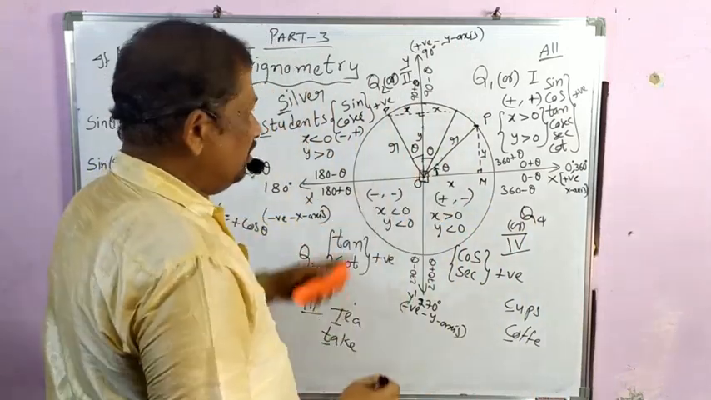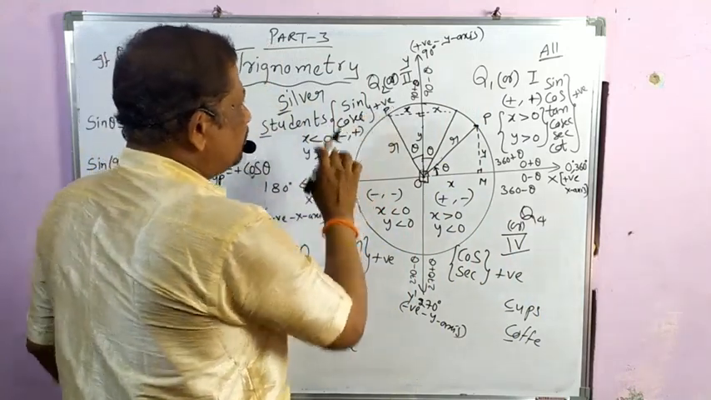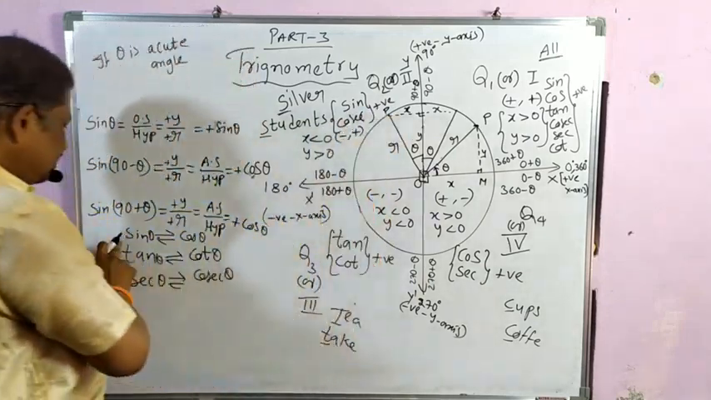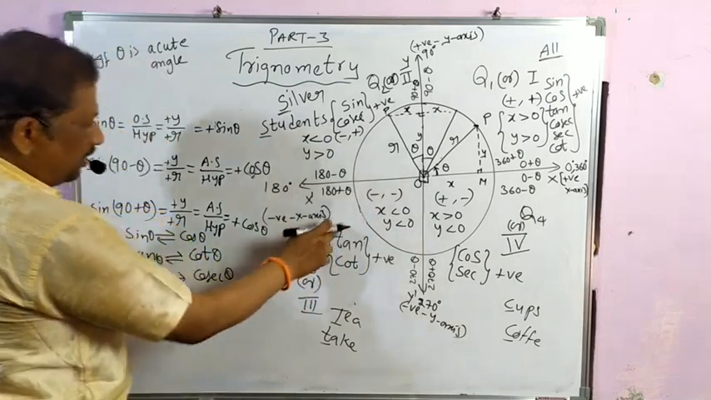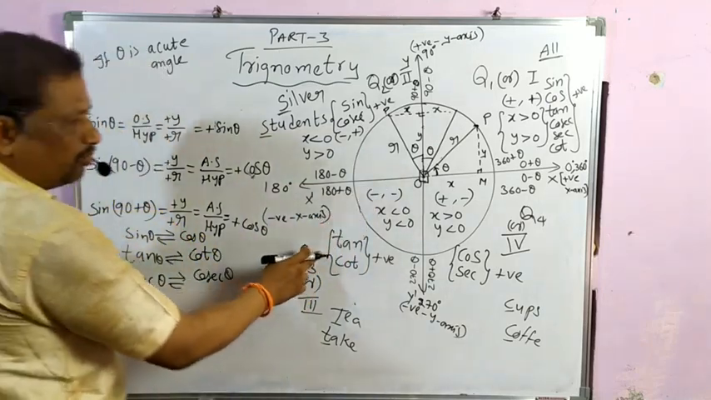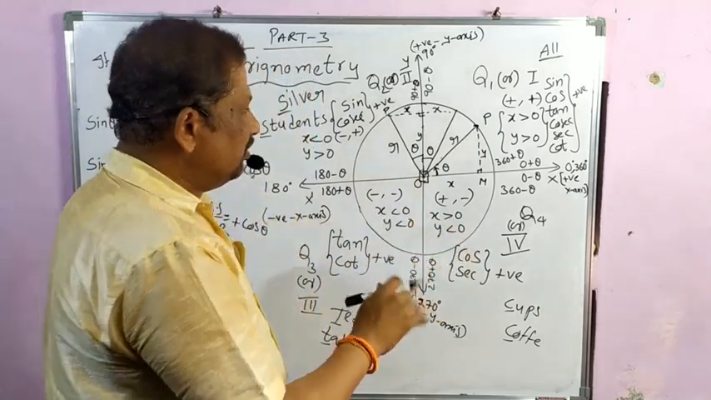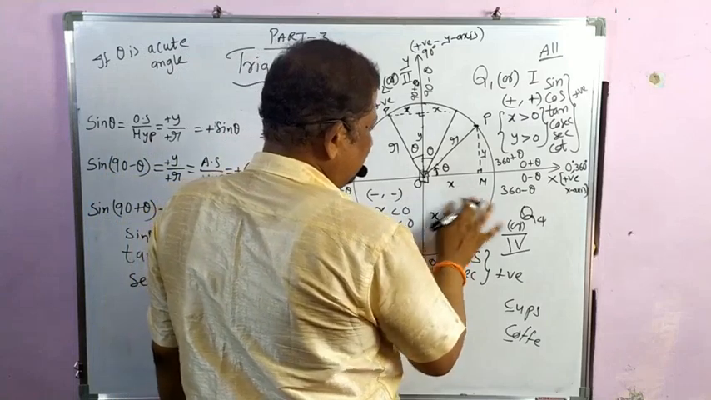Not only that, the sign also changes. Here these two are positive: sine and cosecant are positive in the second quadrant. In the third quadrant, tan and cot are positive. In the fourth quadrant, cos and secant are positive. All the remaining become negative. So if you operate the same thing on the x-axis, let us see.